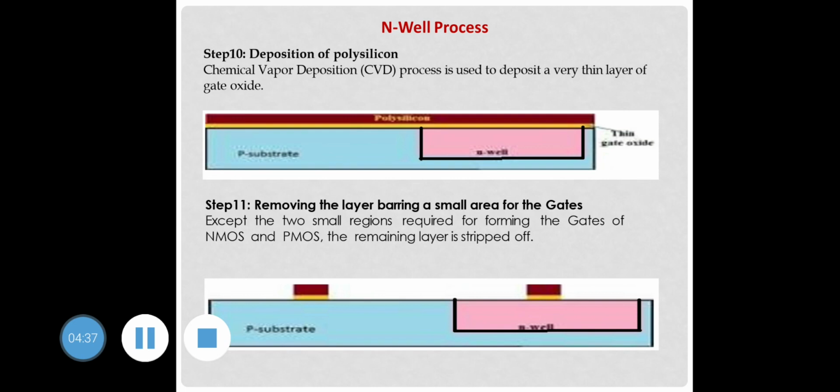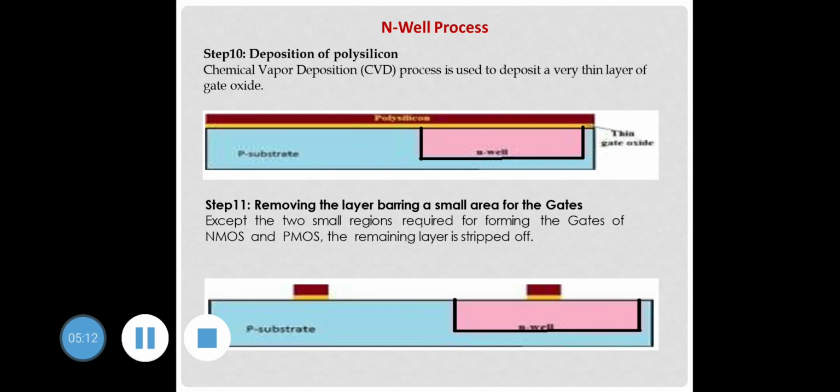Then the next is the deposition of the polysilicon. A chemical vapor deposition process is used to deposit a very thin layer of gate oxide. As you can see with the red color, the gate oxide layer is formed. Then step 11, removing the layer barring a small area for the gate. Except the two regions, as you can see here, required for forming the gates of NMOS and PMOS.